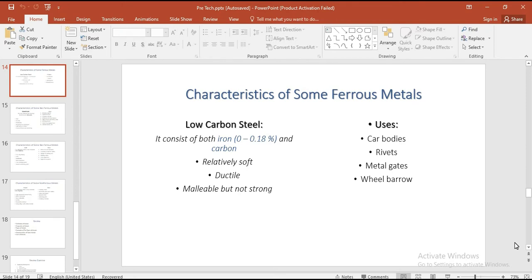Low carbon steels are relatively soft, ductile, and malleable, but not strong. They are mostly used for car bodies, rivets, metal gates, and wheelbarrows. So these are the main uses of low carbon steel. If you have not seen a low carbon steel before, look at your wheelbarrow. It's made up of low carbon steel.